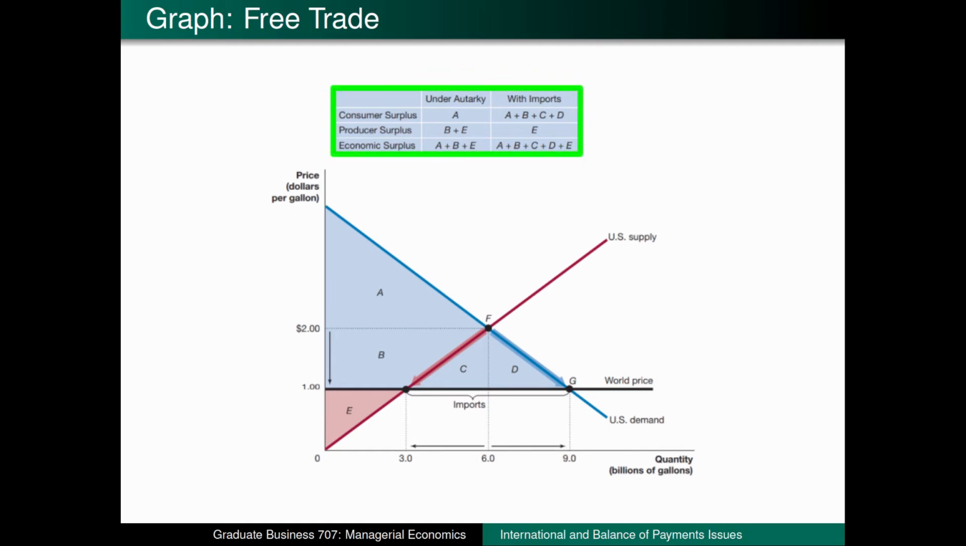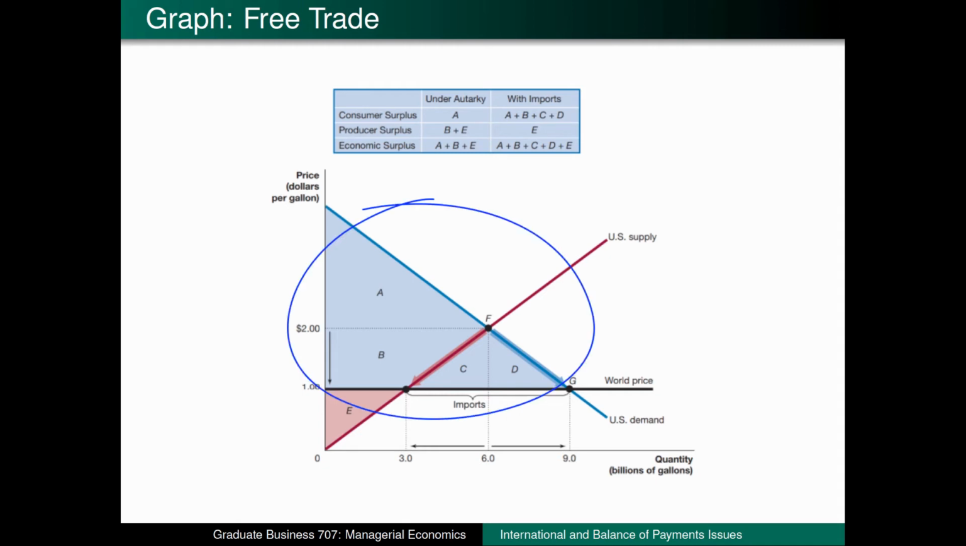The table at the top of this slide identifies the components of consumer surplus, producer surplus, and economic surplus under our original autarky scenario versus the current free trade scenario. Notice that the area under the demand curve and the original equilibrium price of $2 is represented by the blue triangle labeled with an A. Now with free trade, consumer surplus is the area below the demand curve and above the world price of $1, so the area associated with consumer surplus includes the blue triangle labeled with an A, but now also includes the blue trapezoid B, as well as the blue triangles C and D.